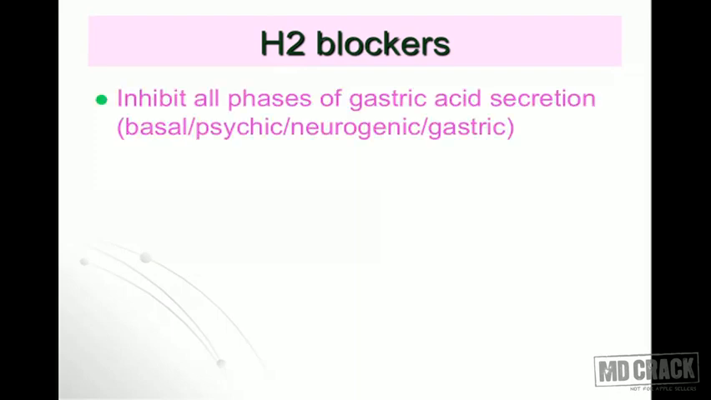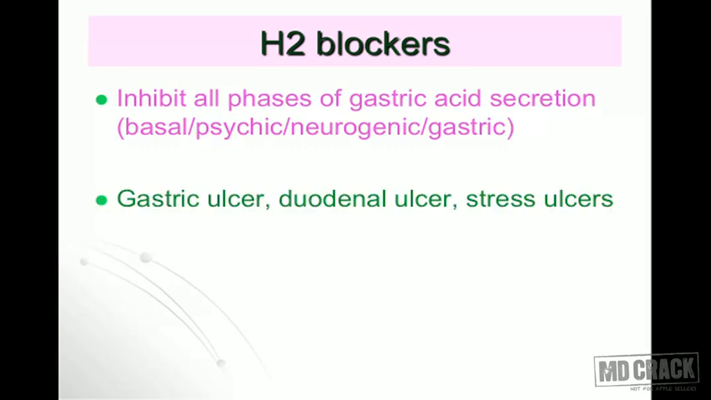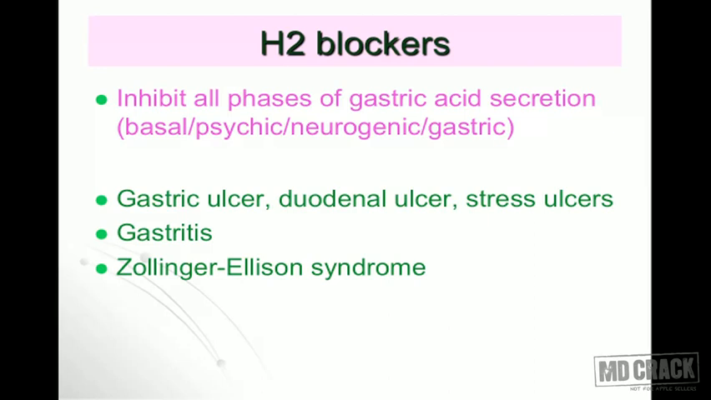blockers in this session. The histaminergic H2 receptors are associated with the gastric parietal cell and are concerned with the gastric acid secretion. So when you use H2 blockers, they inhibit all the phases of gastric acid secretion, that's the basal, psychic, neurogenic and the gastric phases. H2 blockers are useful in gastric ulcer, duodenal ulcer and stress ulcer. Some other uses include gastritis, Zollinger-Ellison syndrome and GERD, that's gastroesophageal reflux disease.